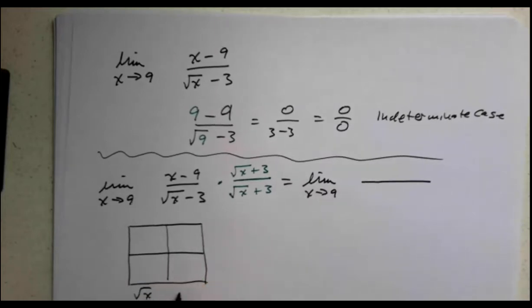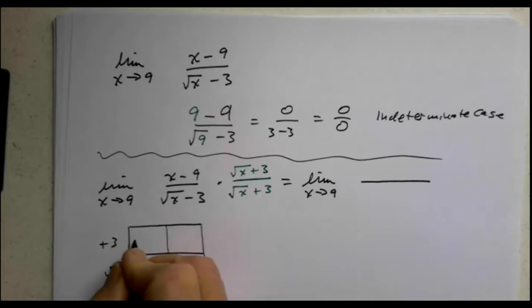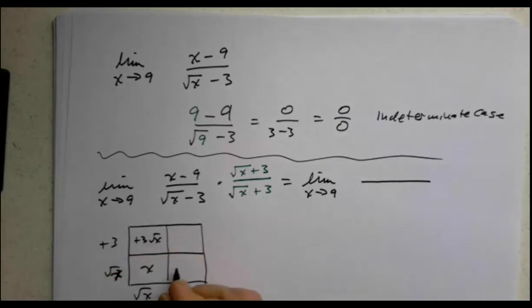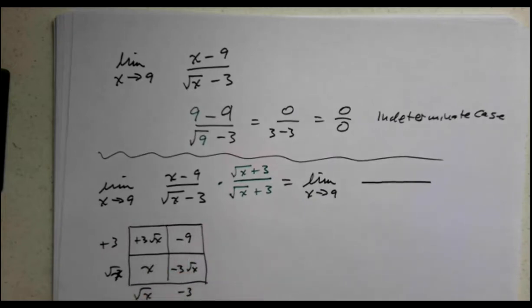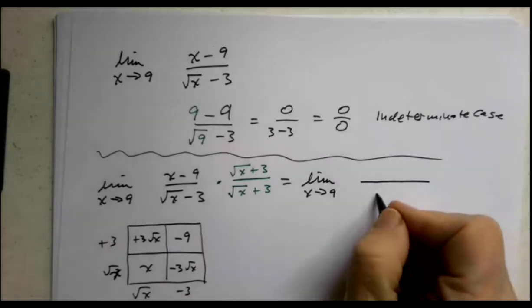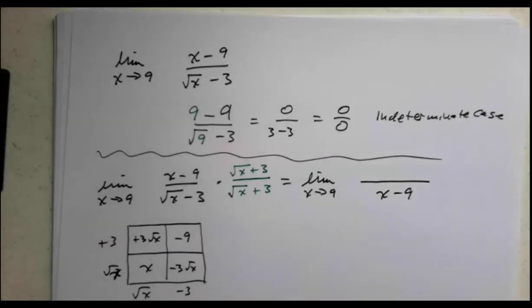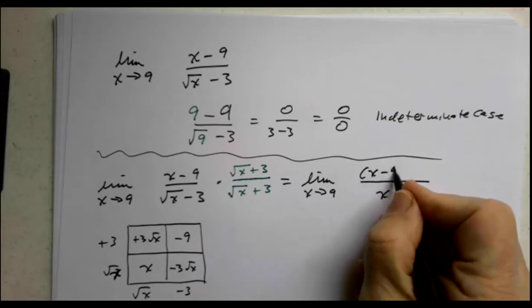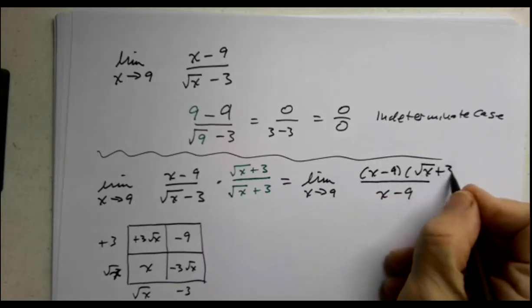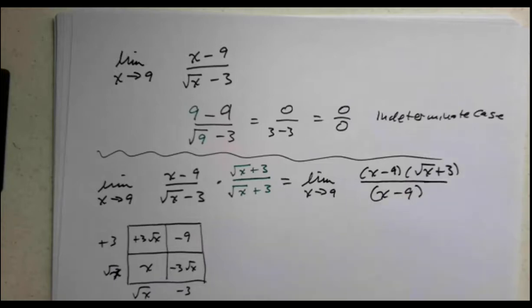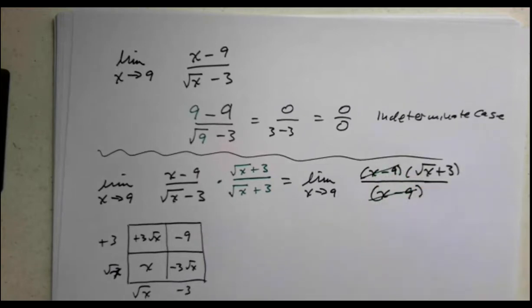Root x minus 3, root x plus 3. Root x times root x is x, plus 3 times root x, plus 3 root x, negative 3 times root x, negative 3 root x. Negative 3 times positive 3 is negative 9. Put all that together and I get, those disappear, I get x minus 9. So what's on the bottom is x minus 9. What is on the top is x minus 9 times root x plus 3. And here you will see what's going to happen is the x minus 9 divides out. X minus 9 divides out here, x minus 9 divides out here.